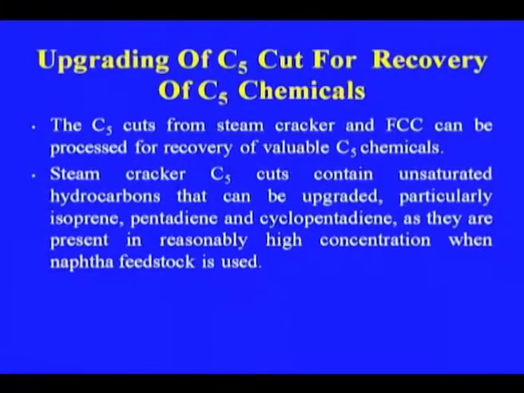The C5 cuts from the steam cracker and the FCC can be processed for recovery of the valuable C5 chemicals. The steam cracker C5 cuts contain unsaturated hydrocarbons that can be upgraded, particularly the isoprene and the pentadiene and the cyclopentadiene, as they are present in reasonably high concentration when naphtha feedstock is used.